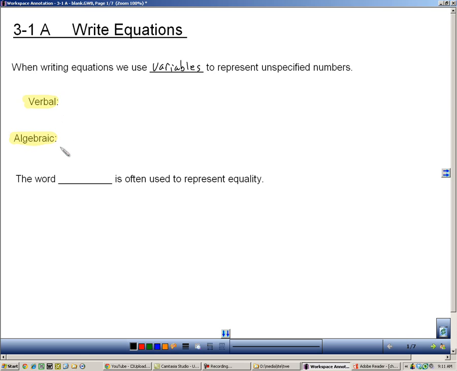These two words here, verbal and algebraic, you've seen those before. Verbal means in words, and algebraic means variables, numbers, and symbols. These are two different ways to write equations, in words or using the symbols. And then finally, the word "is" is often used to represent equality. A lot of times you'll see the word "is" in some of these equations, and that's going to mean you're going to set things equal.